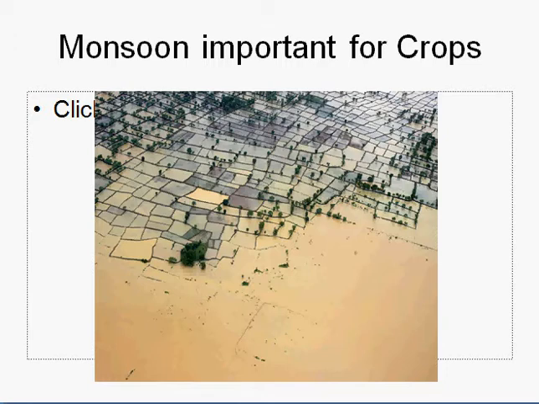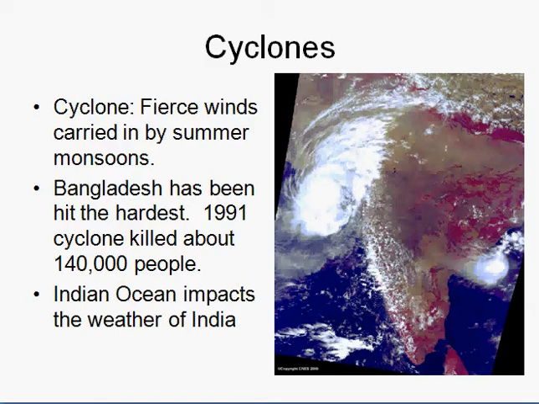When a summer monsoon becomes intense, it ends up becoming a cyclone. They're fierce winds. Bangladesh was hit in 1991, where over 140,000 people were killed. That would be up in this region over here. So these are like hurricanes, and they're very intense.